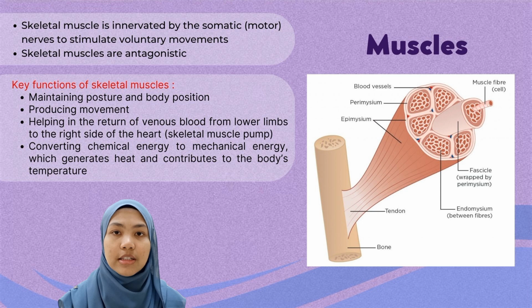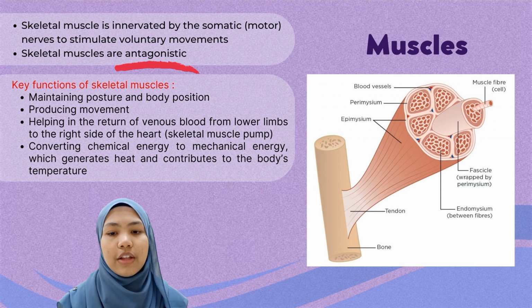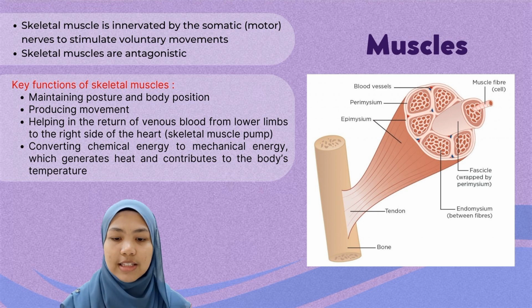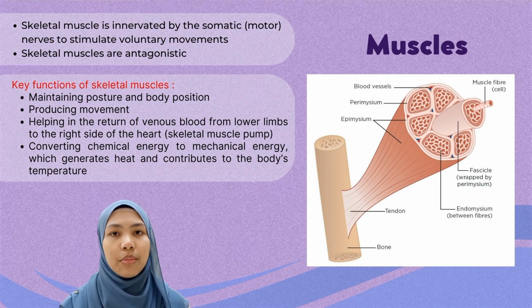The skeletal muscles are antagonistic. They work in opposition to each other to create movement. When skeletal muscle receives a signal from the somatic or motor nerve, it shortens, pulling one bone towards the other. As one muscle in the pair contracts, the other muscle relaxes. The process is then reversed to strengthen the bone joint.